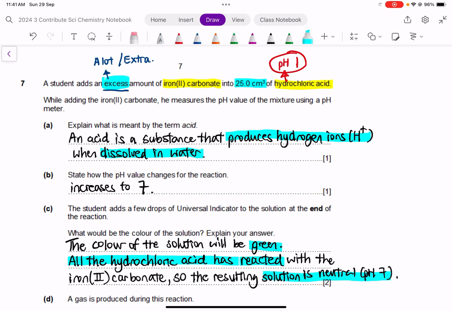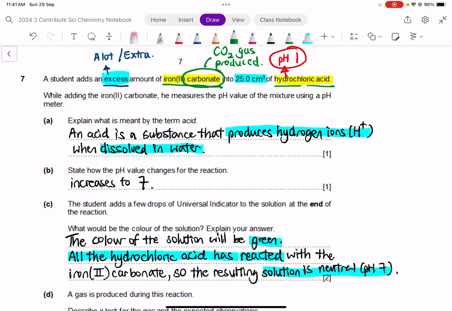Now, one reason why we should always highlight the chemical names is because the chemical names immediately allow us to work out what the reaction is. So in this case, iron 2 carbonate and hydrochloric acid. So this is acid plus carbonate. Acid plus carbonate produces a gas. And the gas produced, of course, if it's a carbonate, is CO2 gas. So we have to make these links in our head. When you read the word carbonate, it means that it produces carbon dioxide. So the gas is carbon dioxide.